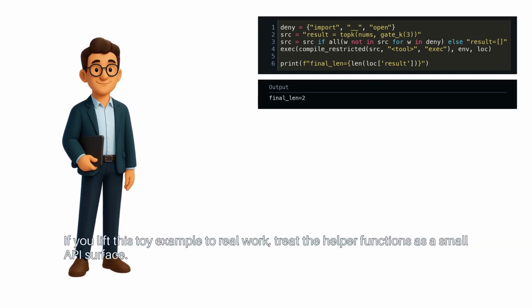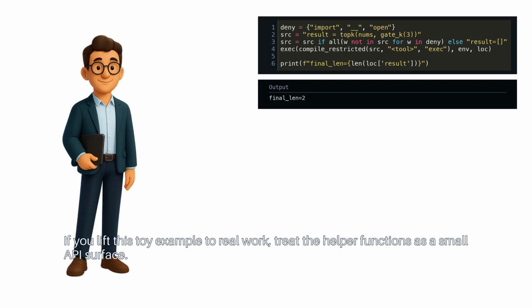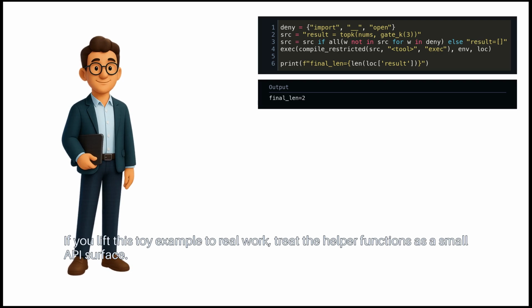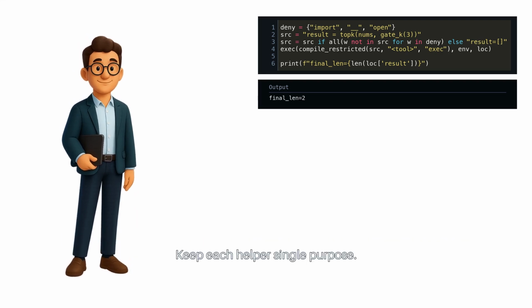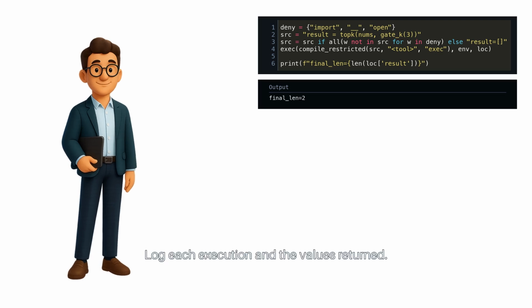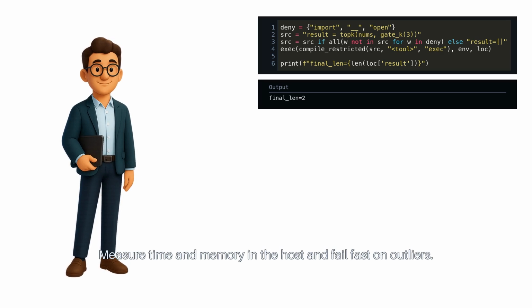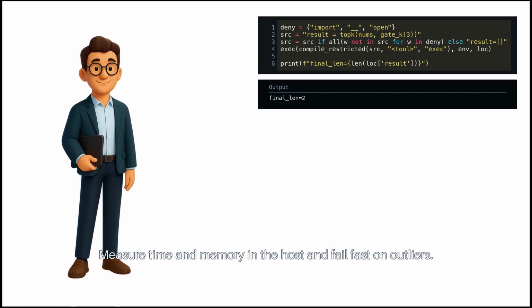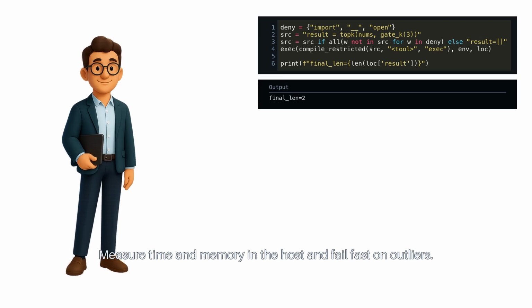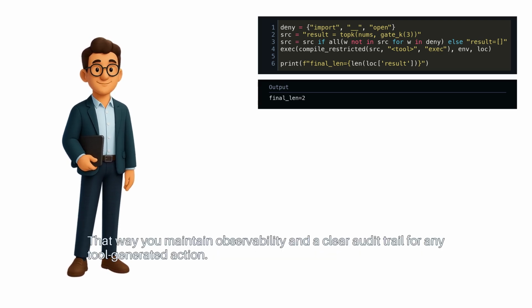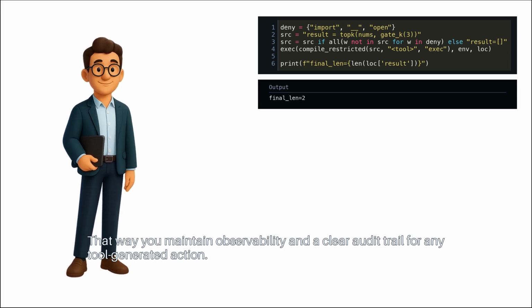If you lift this toy example to real work, treat the helper functions as a small API surface. Keep each helper single purpose. Log each execution and the values returned. Measure time and memory in the host and fail fast on outliers. That way, you maintain observability and a clear audit trail for any tool-generated action.